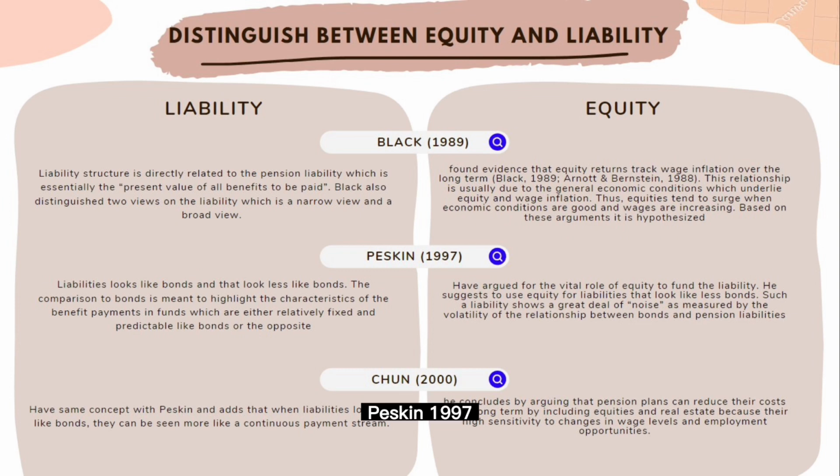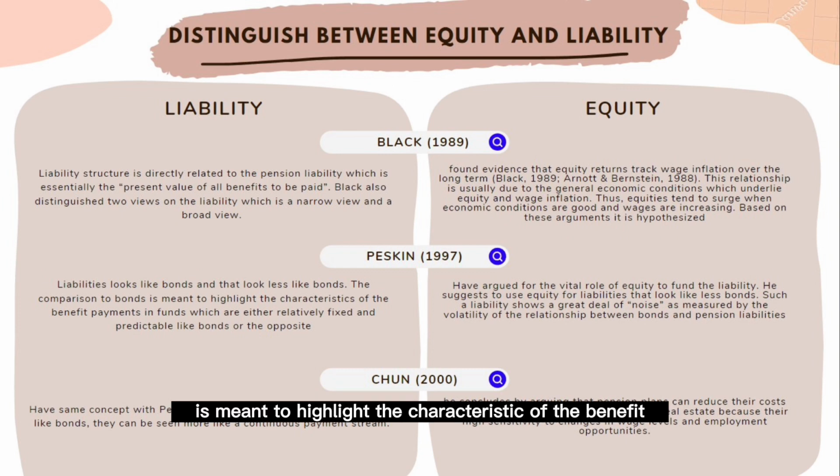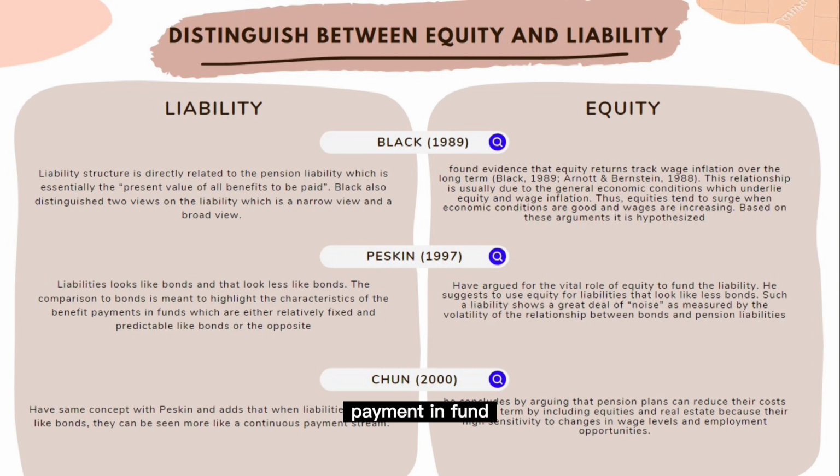For liability, Peskin 1997 distinguished between liabilities that look like bonds and those that look less like bonds. The comparison to bonds is meant to highlight the characteristics of the benefit payments in a fund, which are either relatively fixed and predictable like bonds or the opposite. For example, a liability of already retired employees is meant to look almost like bond payments.